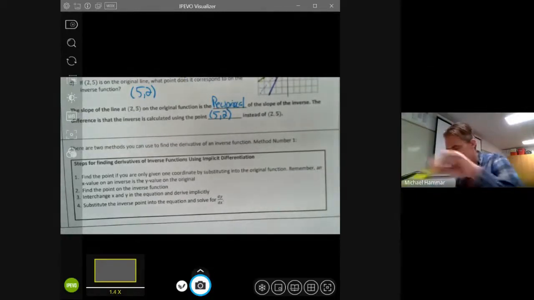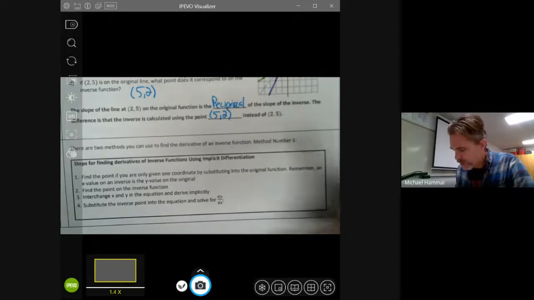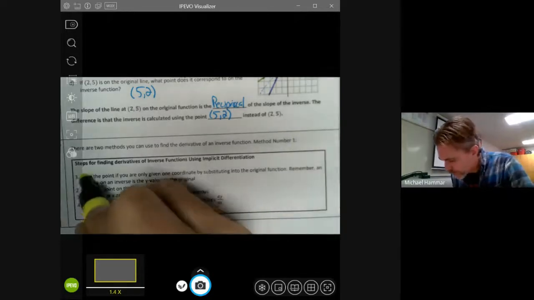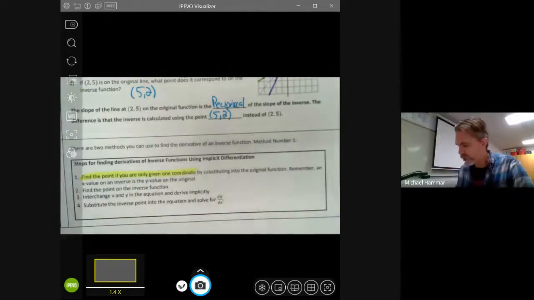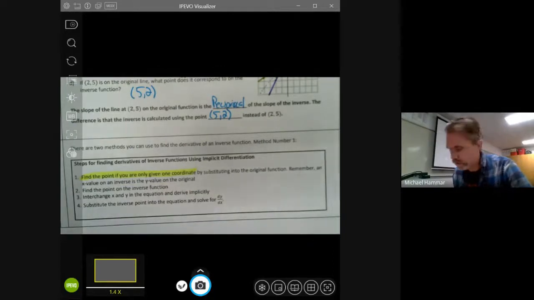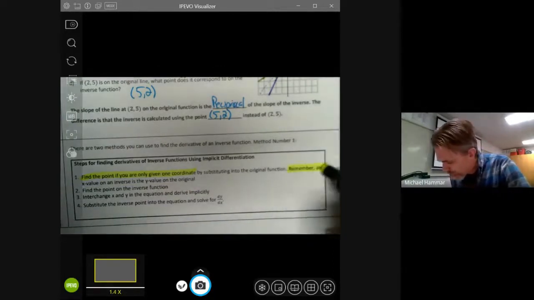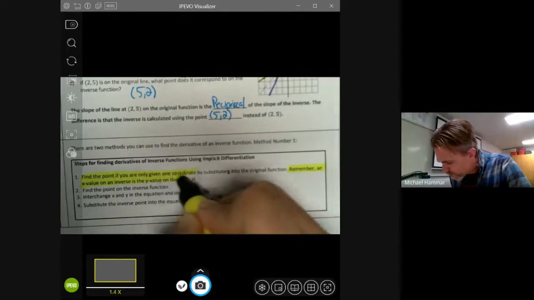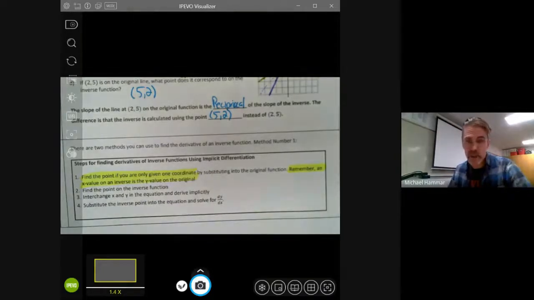The key thing you have to do is look through these 4 steps. The first thing is you need to find the point. Often you're only given one coordinate. If you're only given one coordinate, you have to substitute it into the original function and find the point. But remember, an x value on the inverse is the y value on the original. That's going to be really important.